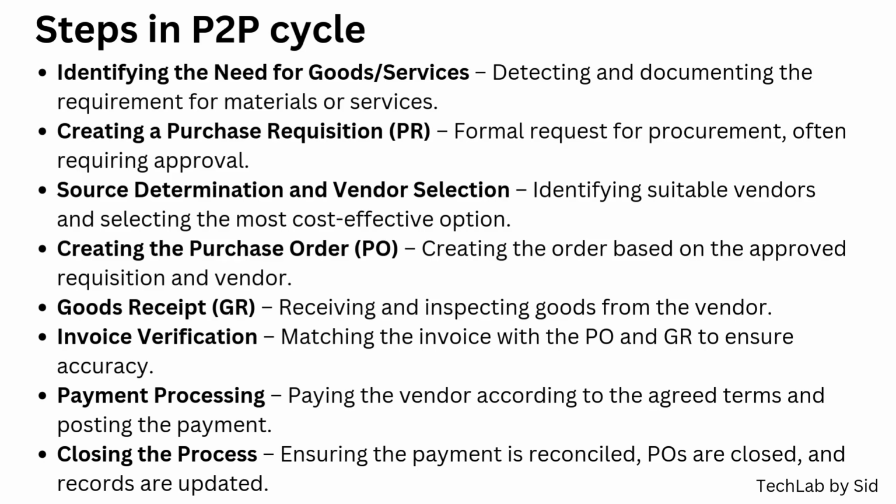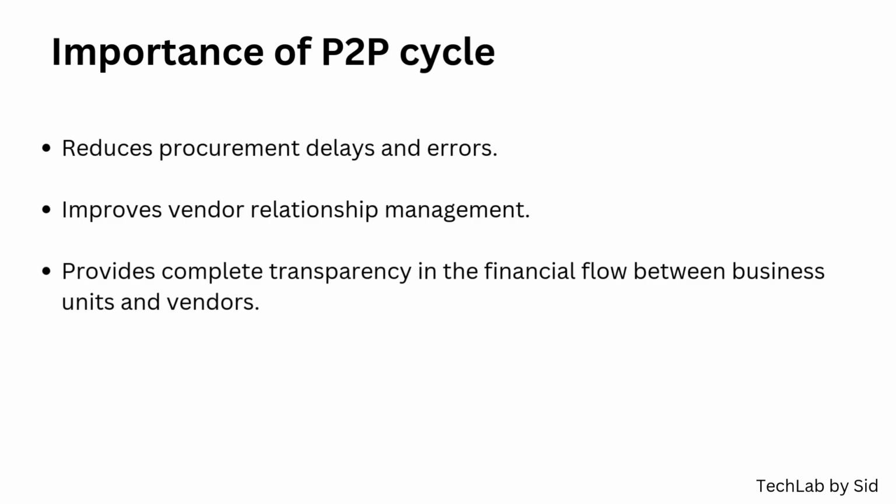In summary, the Procure-to-Pay cycle in SAP MM is a series of steps that ensures materials are purchased, received, and paid for in an efficient, cost-effective, and compliant manner. The Procure-to-Pay cycle plays a critical role in business operations by ensuring timely and accurate procurement of materials and services.